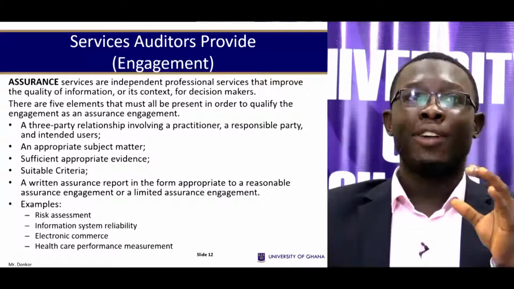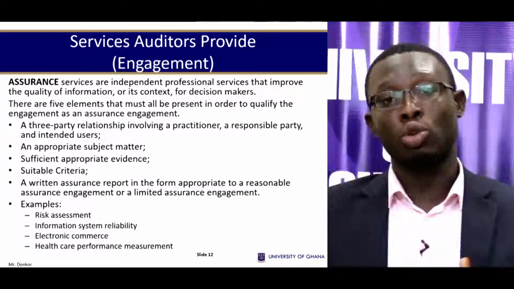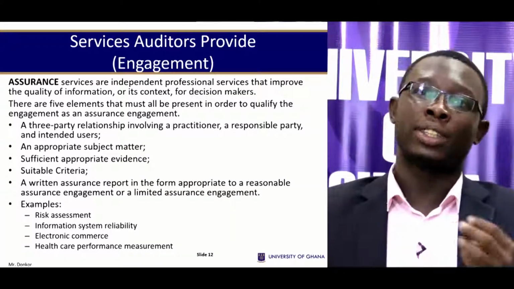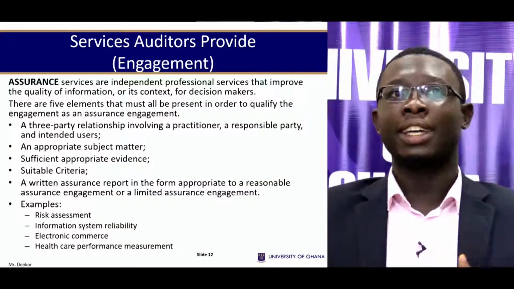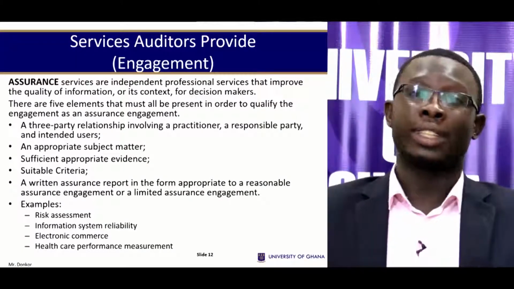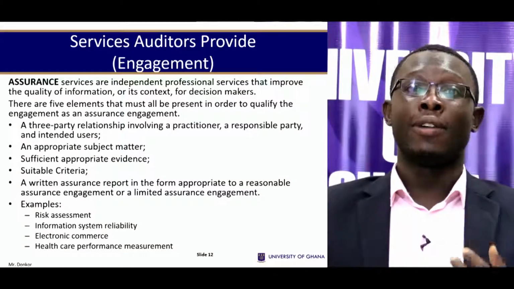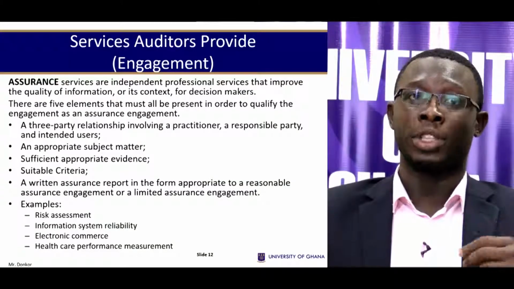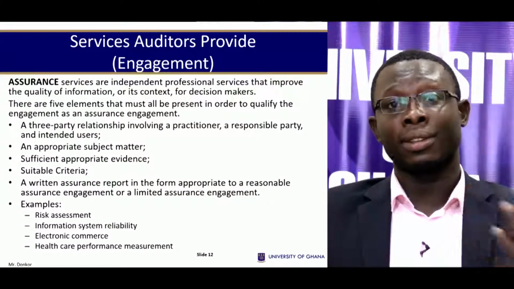But be careful. There are 5 main things anything that can be described as an assurance should meet. The first thing is there should be a 3-party relationship involving a practitioner. Here we are referring to the auditor, a responsible party, and intended users. The responsible party being the one we are auditing, the entity, the management here, and then the intended users are the possible users of the financial statement and the audit report thereof. So here, a good example can be shareholders and any other interested parties, like other stakeholders, like government.